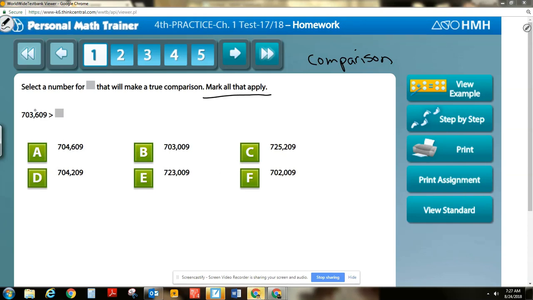So to show your work, what you do is you need to write down this number. So as you write it, read it, 700,609. Now, since I have my symbol here, and remember, Pac-Man eats the bigger number. So this blank is going to be numbers that are smaller. So I look at all of my answer choices, A, B, C, D, E, and F, and I notice that there's a 7 in all of these numbers in that 100,000 spot.